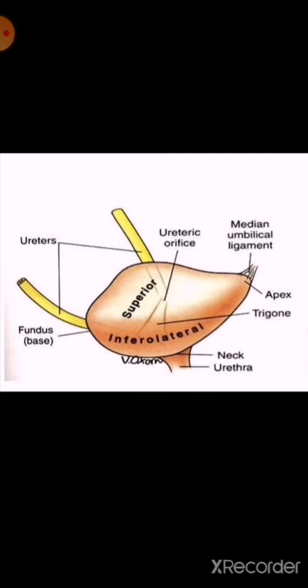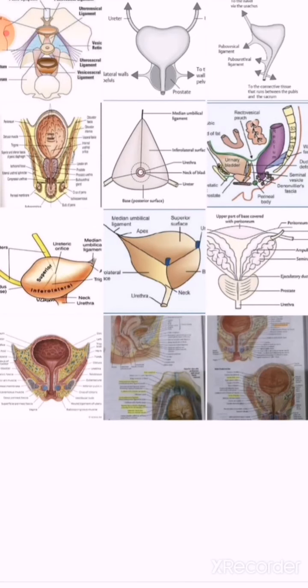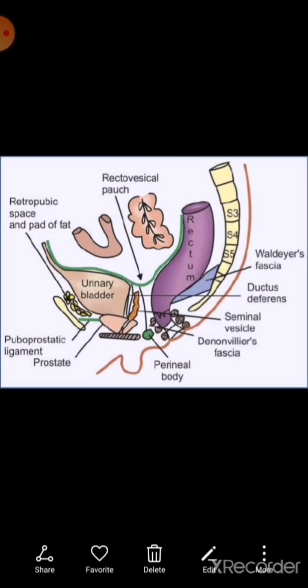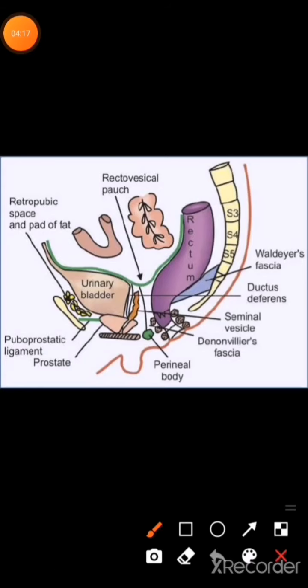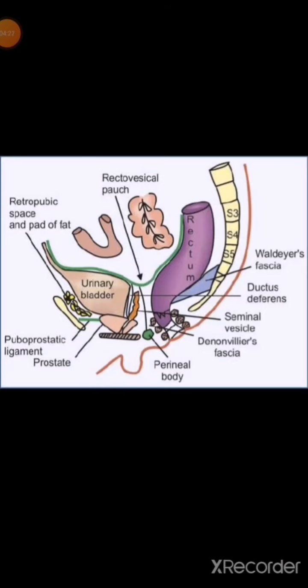Now we'll talk about the relations of the base in this sagittal section, because we've already said the base is facing backwards. So which is the base? This over here is the base, and the relations are different in the male and in the female, and this is for the male. The upper part of the base, meaning the superior part of the base, is separated from the rectum by a pouch known as a rectovesical pouch.